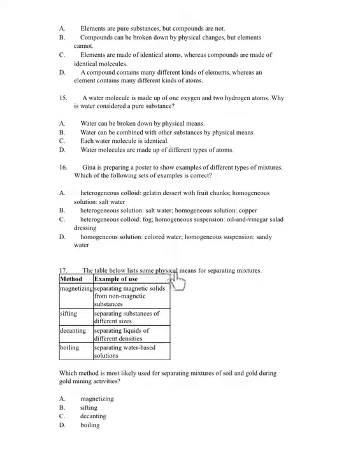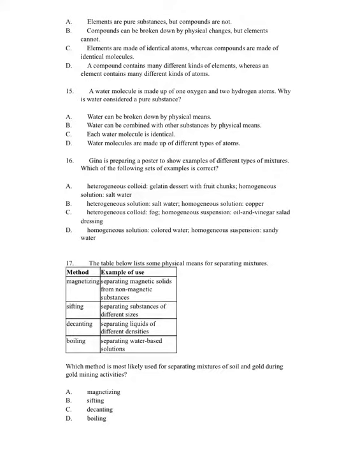Number 17. The table below lists some physical means for separating mixtures. Method magnetizing. Examples of use: separating magnetic solids from non-magnetic substances. Method sifting. Example of use: separating substances of different sizes. Method decanting. Example of use: separating liquids of different densities. Method boiling. Example of use: separating water-based solutions.